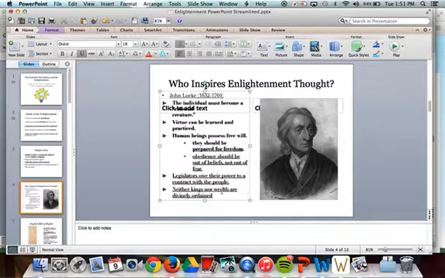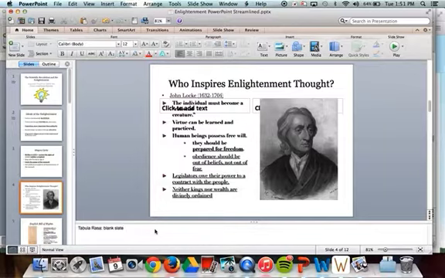And John Locke believes in something called the tabula rasa. I'll write that right here. And a tabula rasa means a blank slate. And he believes that human beings, when they are born, are affected by their environment. So that you are born a blank slate and that you are changed by your environment. So it's like nature versus nurture. And so he would be all about nurture.